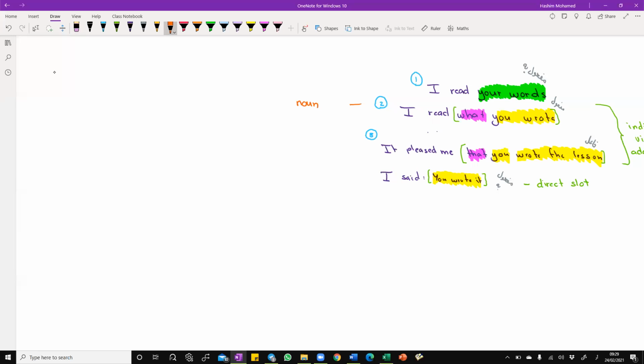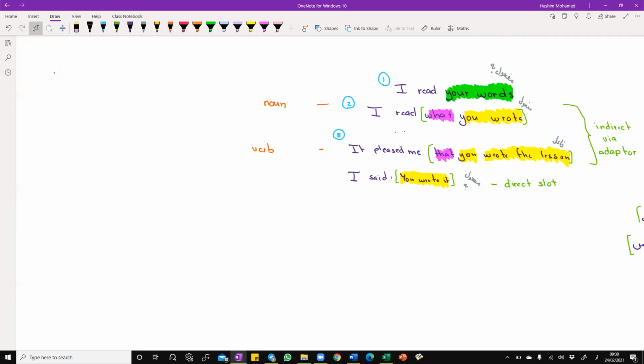The words, the letters, the graffiti, whatever, the drawing, the summary, whatever you wrote, that thing is what I am focusing on. And example number three, it pleased me that you wrote the lesson. What's the maqsood? What's made me happy? Your performance of the action. Performance is what? A verb. The action itself. So you see here, even in English, we have two types of mawsool: a mawsool which extracts a noun meaning, and a mawsool which extracts the verb meaning. Fahimtum?